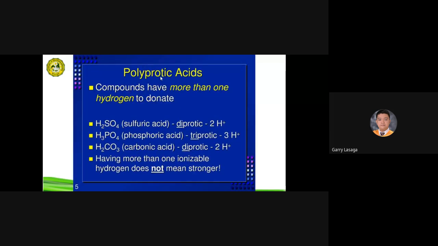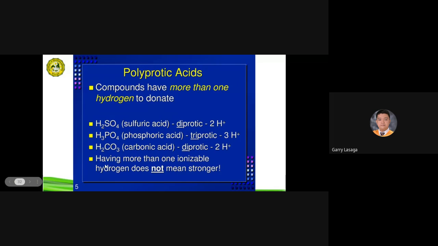So for the polyprotic acid, this is another type of acid. The compounds having more than one hydrogen ion to donate. An example of this is our sulfuric acid. It has two hydrogen ions that it can donate, so that is specifically called a diprotic acid. For H3PO4 or phosphoric acid, it has three. For the carbonic acid, it has two, so it is a diprotic acid.